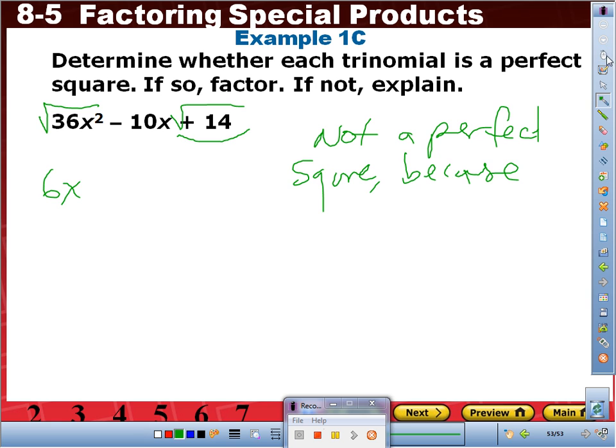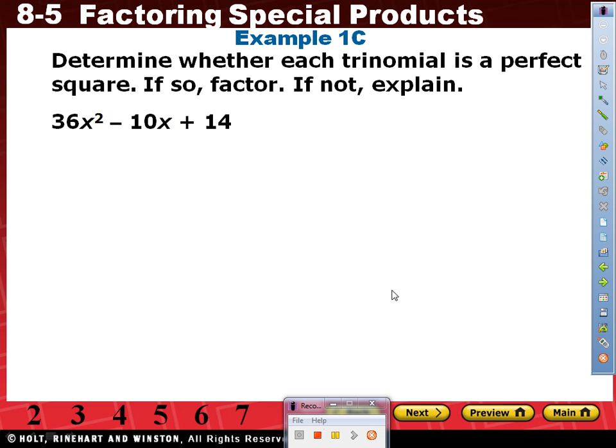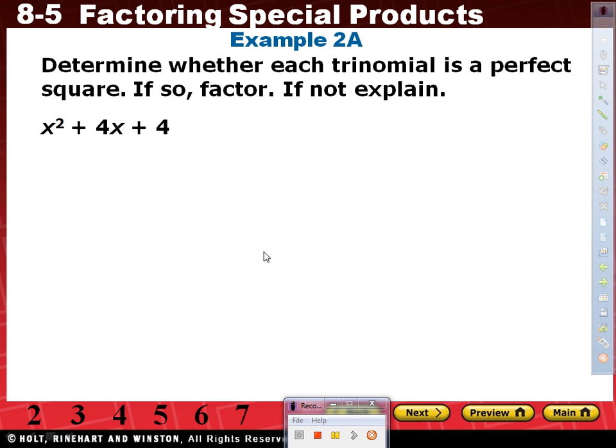Do another one. Example 2a. X squared plus 4x plus 4. Do that one by yourself. It says, check, see if it's a perfect square. If so, factor it. Go.